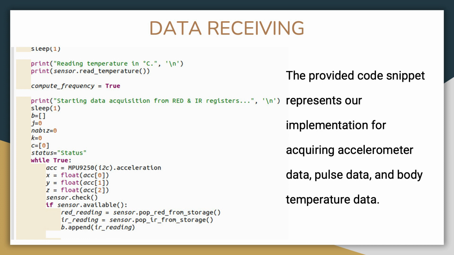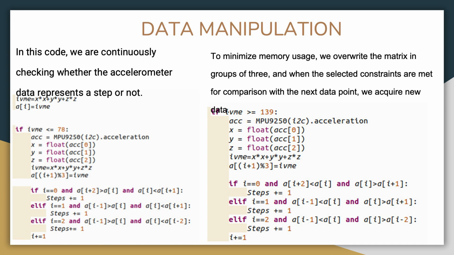In this excerpt from our code snippet, you can observe the data acquisition process from the accelerometer, pulse sensor, and temperature sensor. Here you can observe our effort to convert the obtained acceleration data into step count. By comparing peak points in the acceleration data, we transform it into a step count, which will be utilized in the future for activity recognition purposes. To prevent continuous memory allocations within our system, we retain three sets of data for comparison, subsequently overwriting the oldest set with the next data point.